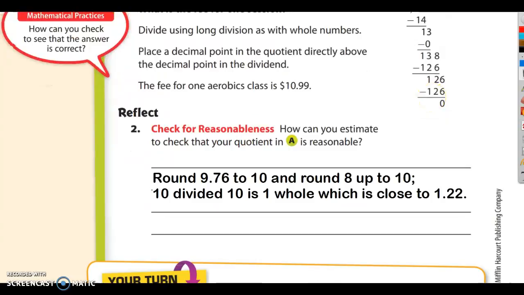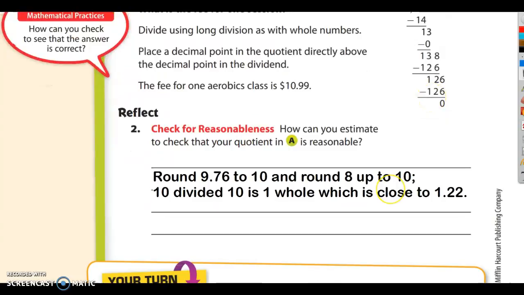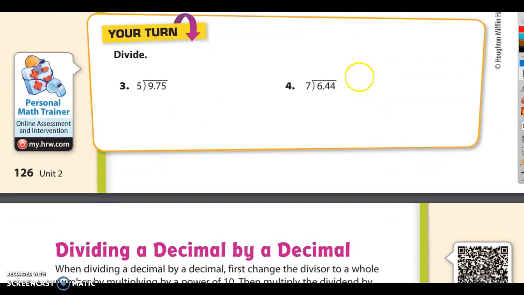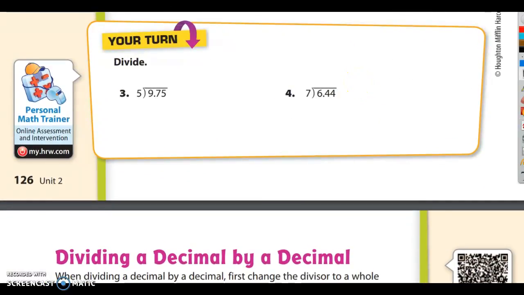Alright, we've got the your turn at the bottom of the page. Got two division problems here, and I'm going to use the space provided. I'll just write kind of small. 9 and 75/100 divided by 5. 5 goes into 9 once. 1 times 5 is 5. Subtract. Get 47.